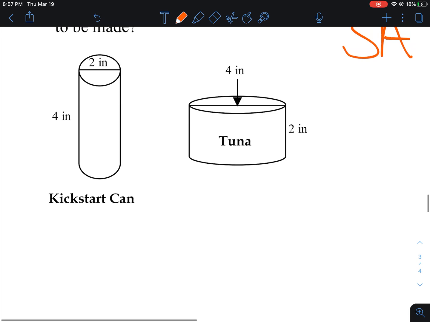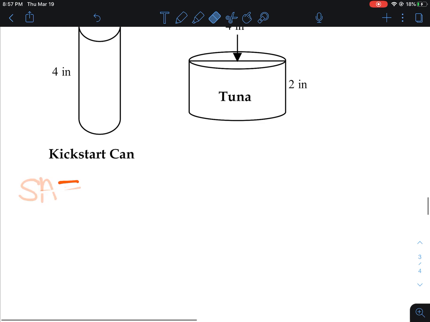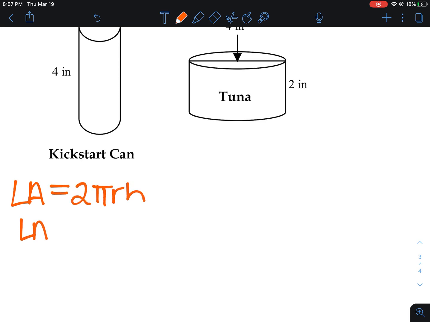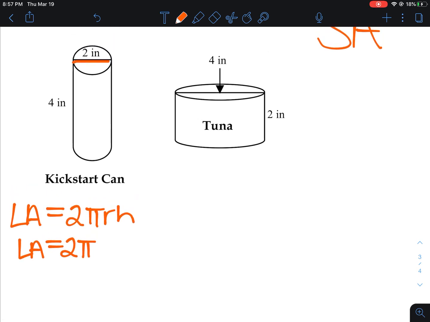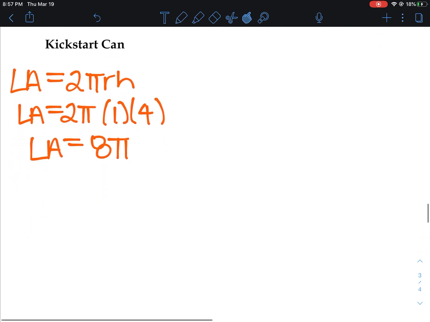So let's do both. First, let's find the surface area of the Kickstart. Remember, we need the lateral area first to be able to find the surface area. So let's find the lateral area of the Kickstart. That would be 2 pi r h. So 2 pi, the radius of that Kickstart, well, across the whole thing is 2, so the radius would just be 1, right? And the height is 4. So 1 times 4 is 4. 4 times 2 is 8. So this is 8 pi.